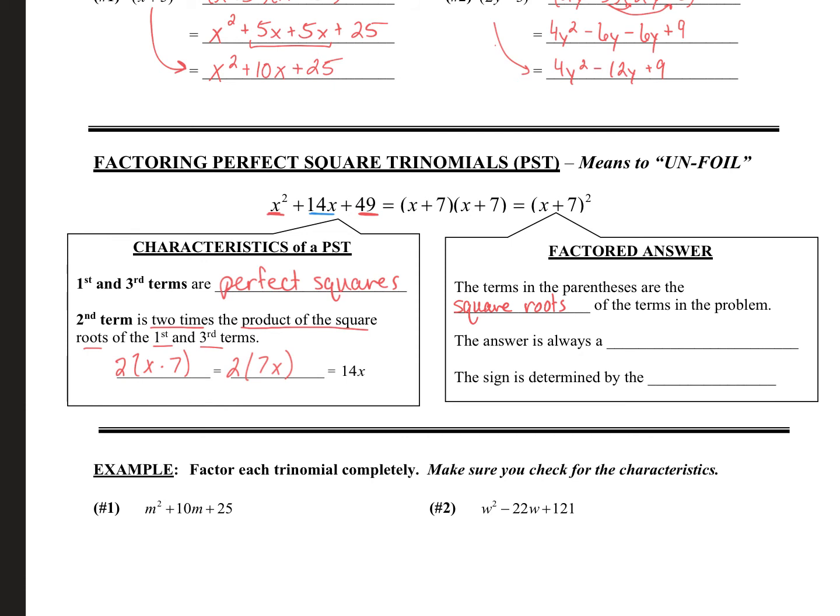The factored answer for any perfect square trinomial is going to be a binomial squared, and the sign is going to be determined by the middle term. If we look at this example that we have already written for us, this middle term, 14x, is positive, so in our factored answer, we're adding. If this middle term was negative, we'd be subtracting here.